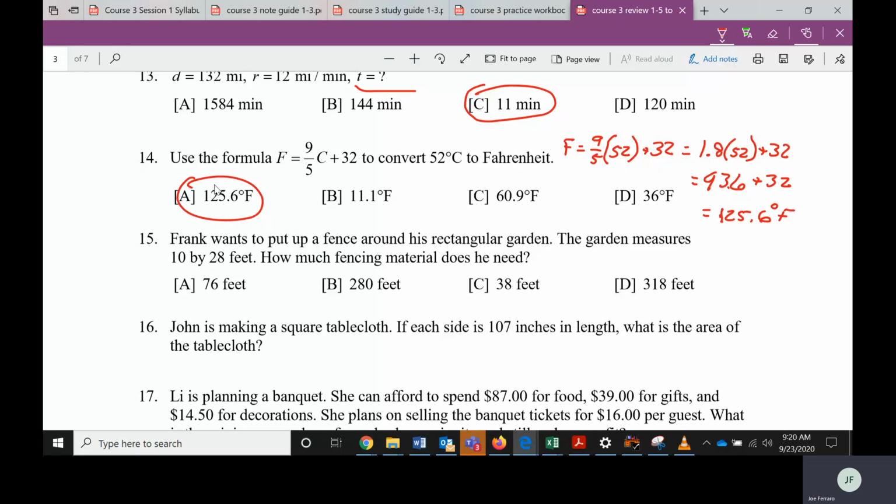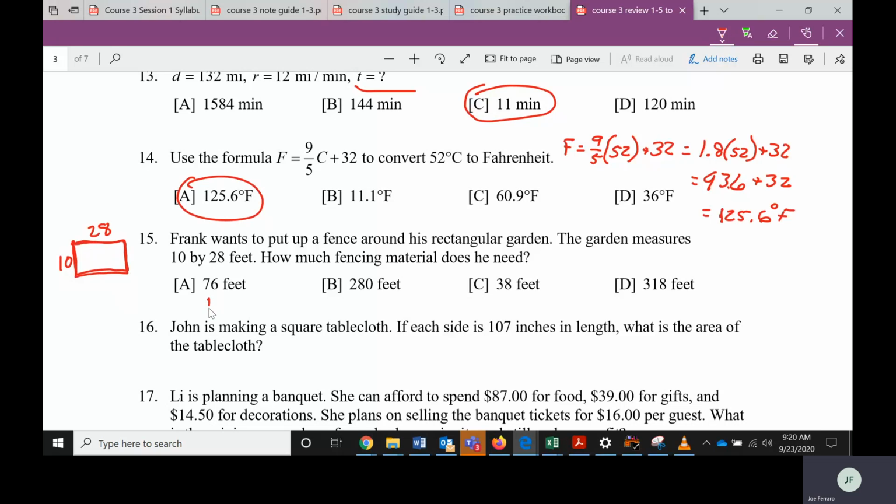15 says Frank wants to put up a fence around his rectangular garden. The garden measures 10 by 20 feet. How much fencing material does he need? So you don't have to do a picture, but for some people it might help. It's going to be 10 by 28. Now the biggest thing you need to do here is decide, okay, what am I needing? It says how much fencing material does he need? Fence goes around rectangle. So that is perimeter.